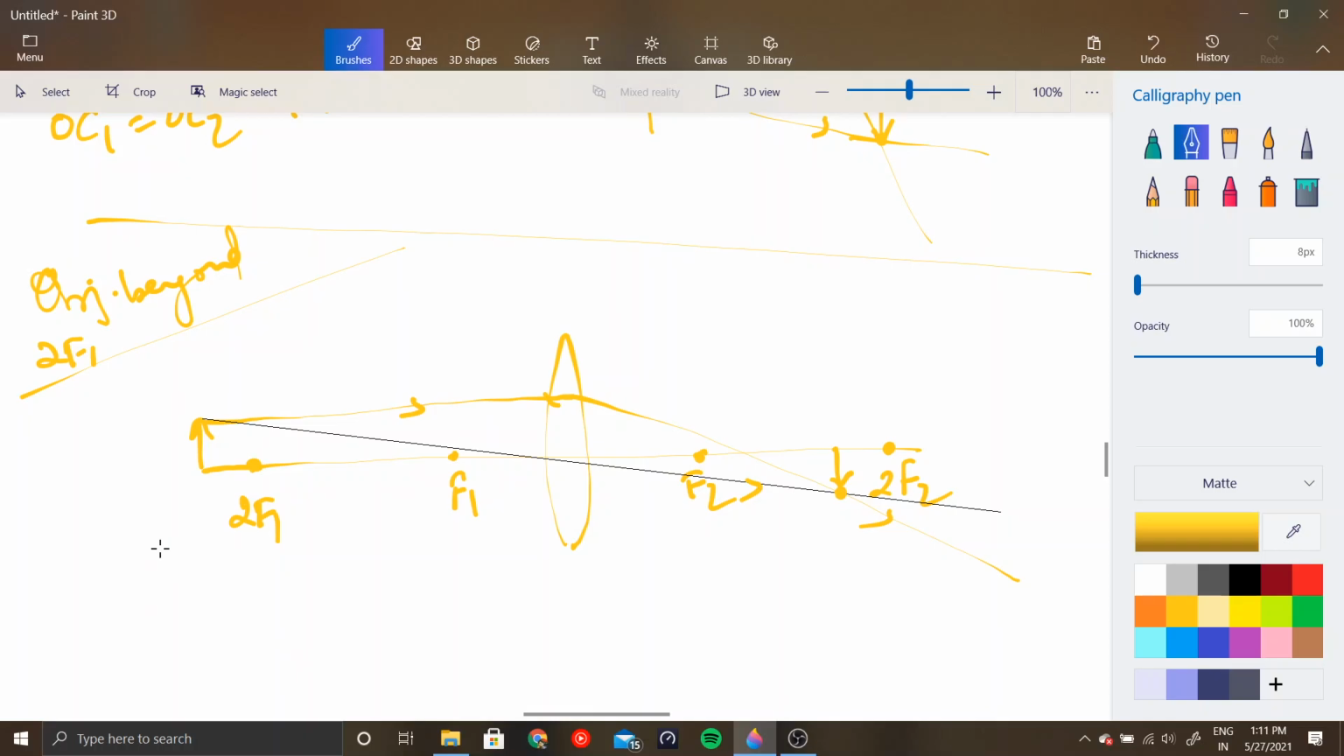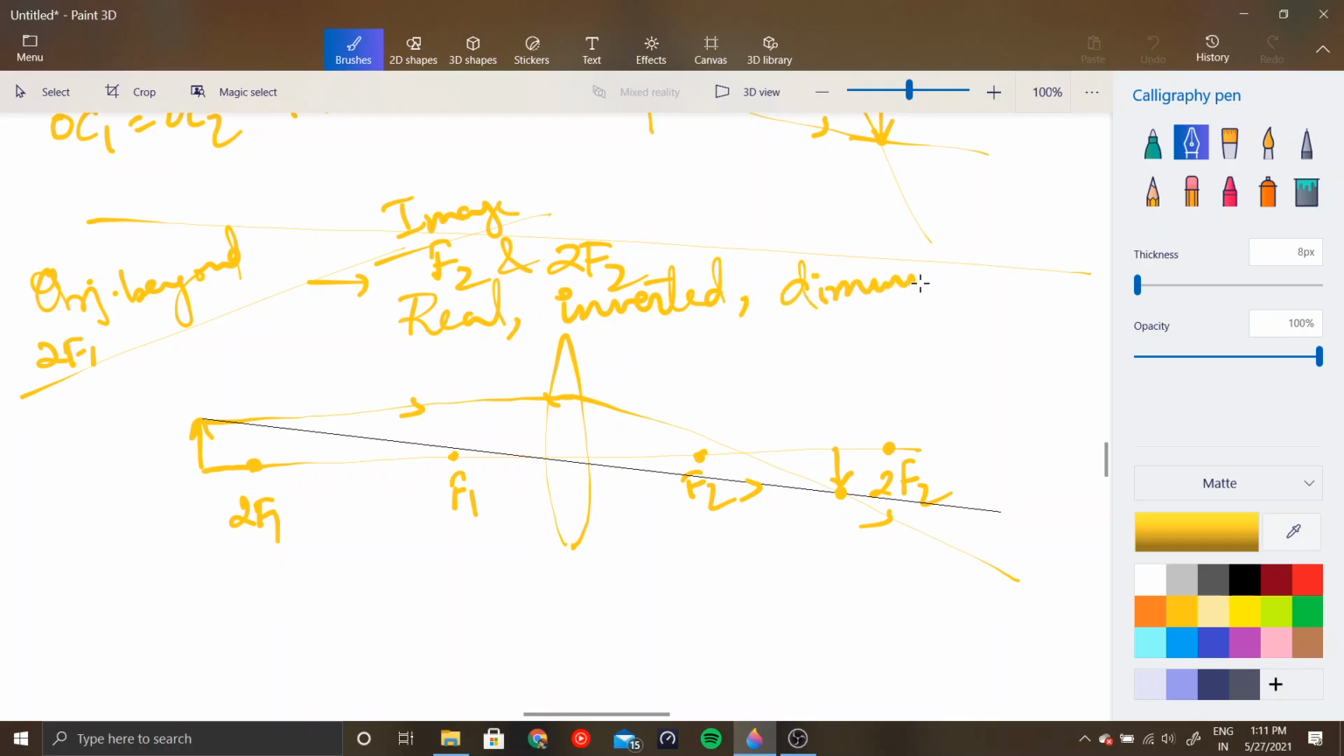See, what can you notice about the image? The image is formed in between f2 and 2f2, right? Image is in between f2 and 2f2, correct? The image is real because the rays have actually met. The image is inverted, so the object is upward and the image is downwards, right? It is diminished. It is of a lesser size than the actual object, right? Okay. So when object is at infinity, it is forming at the focus. When object is beyond 2f1, it is forming in between f2 and 2f2, right?